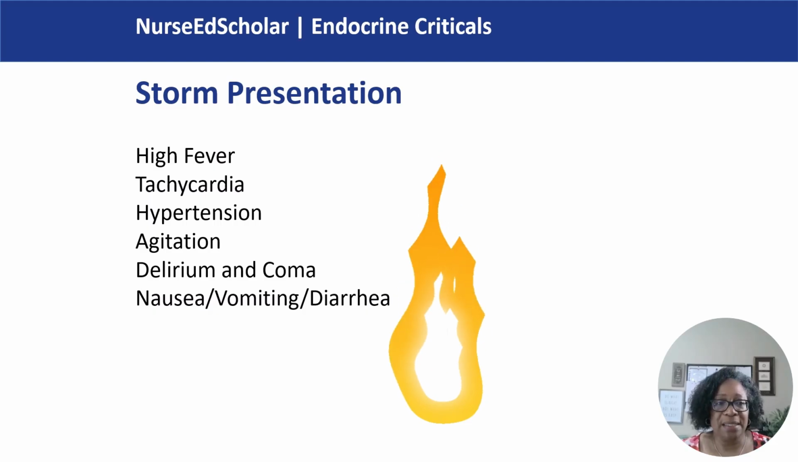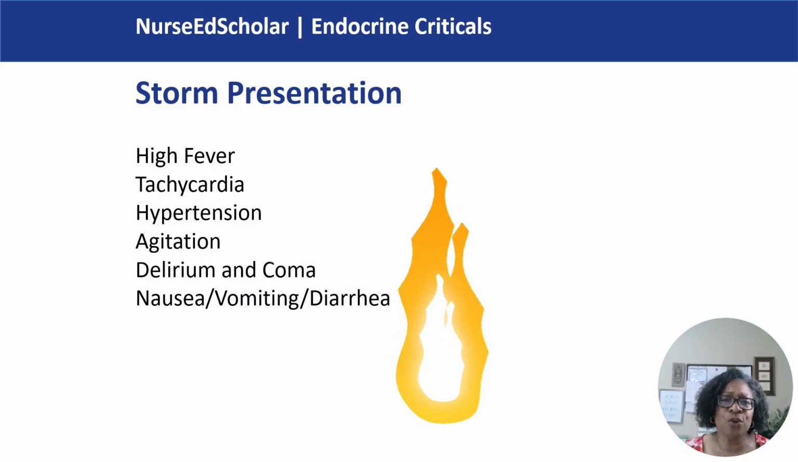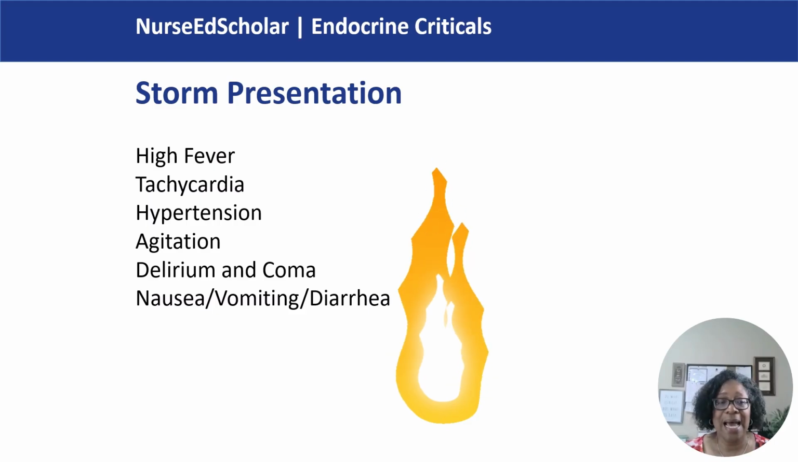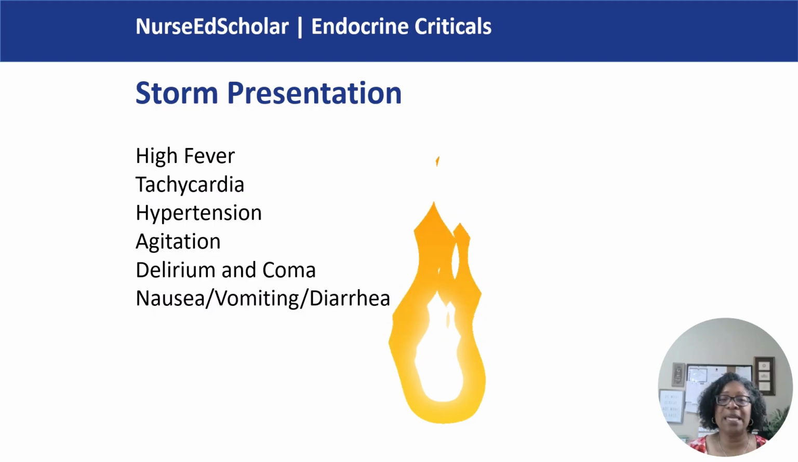Now, how would your patient present? What would they look like when they come to you? And this really tells the NCLEX, it tells your instructors if you're a strong test taker and clinician. So with a thyroid storm, that patient may present with high fever, tachycardia, hypertension. Remember, the metabolism is running high. Agitation, delirium, maybe going into coma, nausea, vomiting, diarrhea. Remember, the patient looks as if they're overheating, overworking, overstimulated.